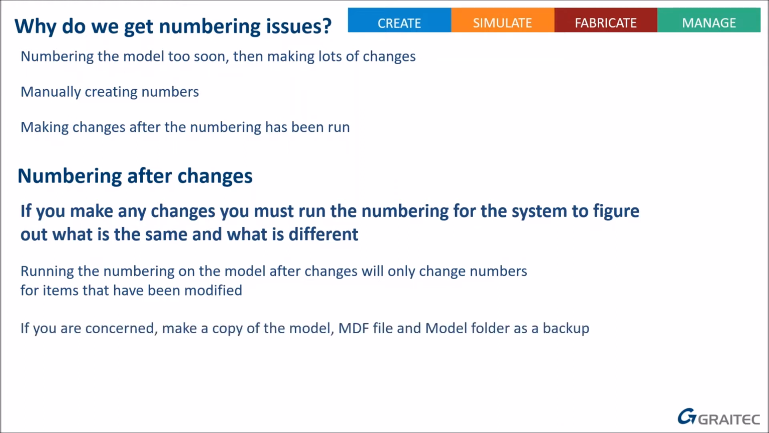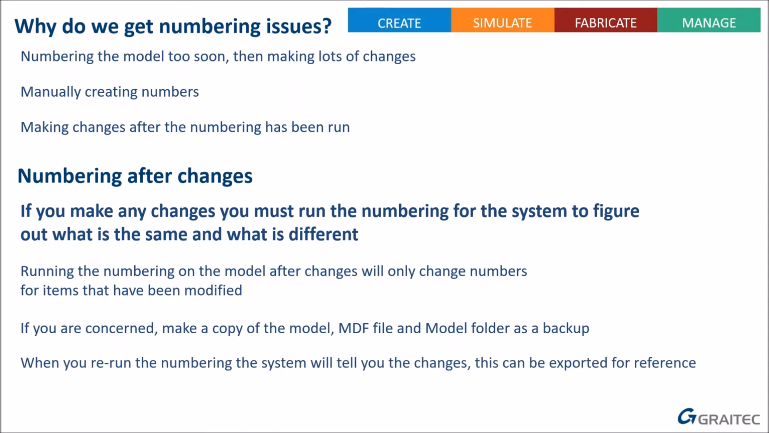If you are concerned, save the model, close it down, and take a copy of the model MDF file and the model folder. Then you've got a backup of everything before you start the numbering process. When you rerun the numbering, the system in the dialog box will tell you what has changed and you can export that for reference. So we're just going to go into showing you that and running through those bits and pieces.